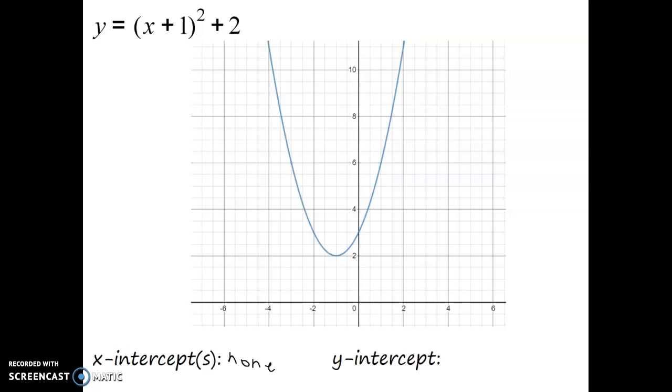Okay, so how about y-intercept? Well, the y-intercept, to find that, I'm going to put 0 in place of x, and then I'm going to solve for y. So in this case, I just have to simplify. I can either put it in my calculator or I can work it out in my head, and I end up with 3. So my y-intercept is the point (0, 3), which you can see in the graph right here.